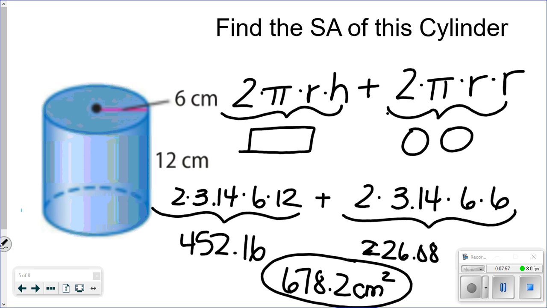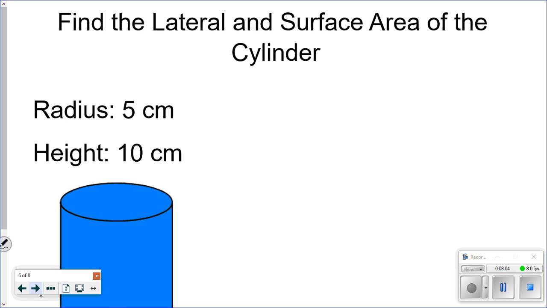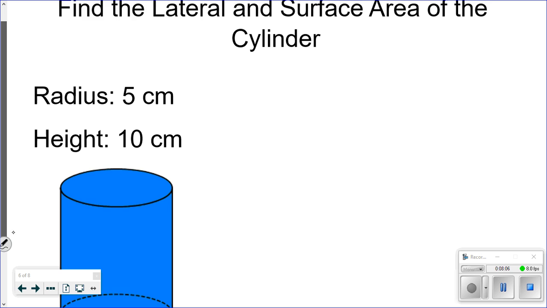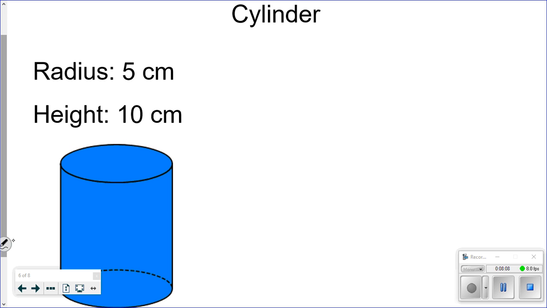What questions do you got for me? Anything? All right, try this one by yourself. Find the surface area.